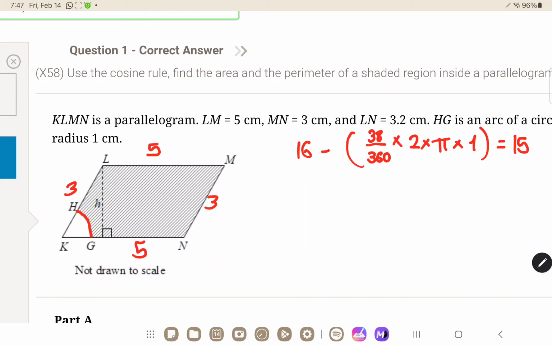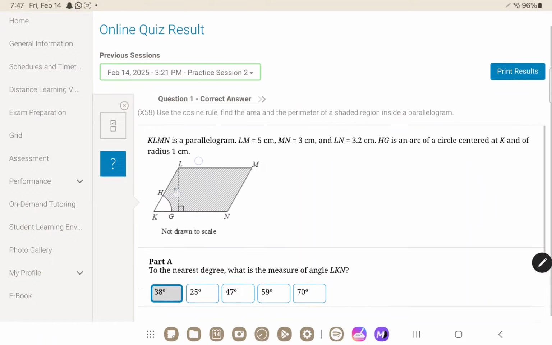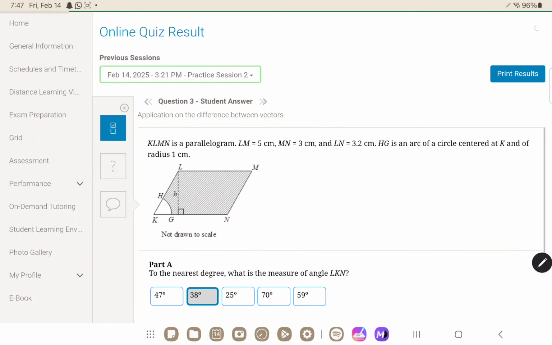38 over 360 times 2 times pi gives us 15.336, which rounds down to 15. And that's how you find the last part. That's it for question 1. Let's move on.